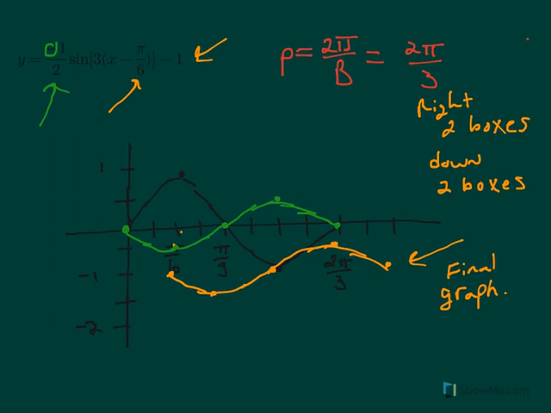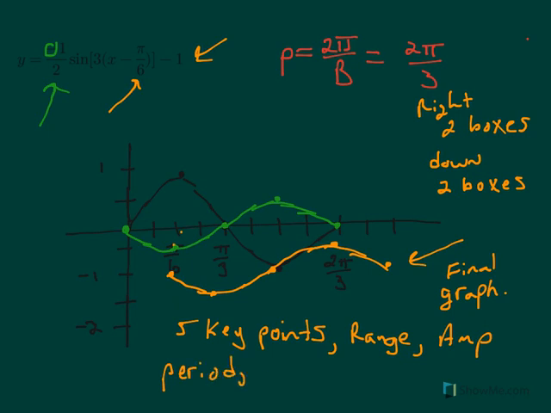So a lot of the questions are the 5 key points. So make sure you have a clear enough graph. Use graph paper so you can list the 5 key points. The range, which is all your y values. The amplitude, which is the absolute value of A. And the period, and the phase shift. So you'll need to make sure you can answer all those questions by looking at either the equation or looking at the final graph.